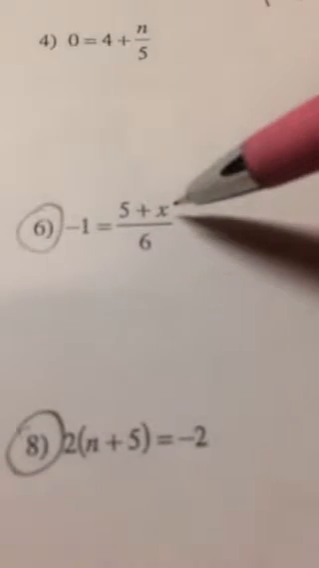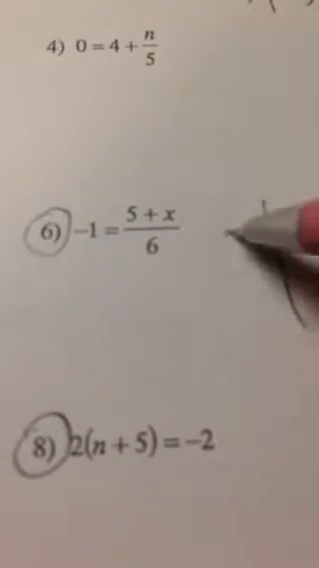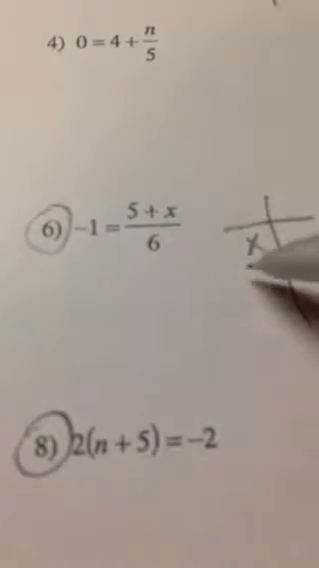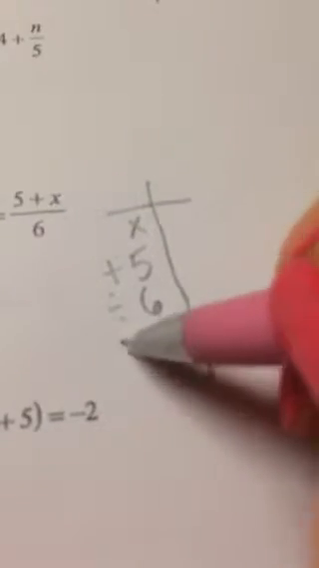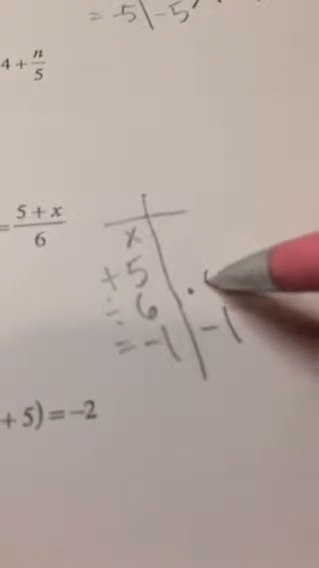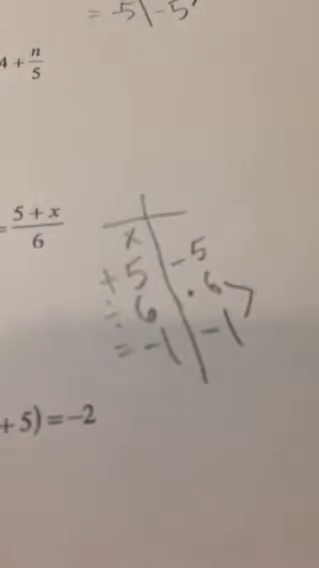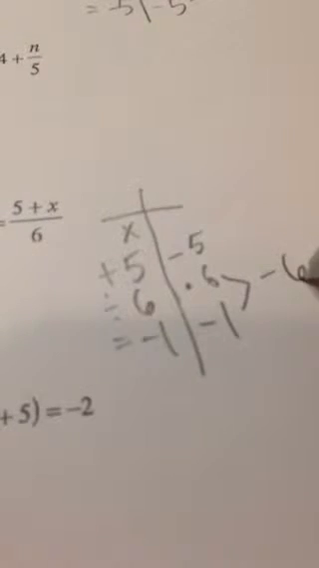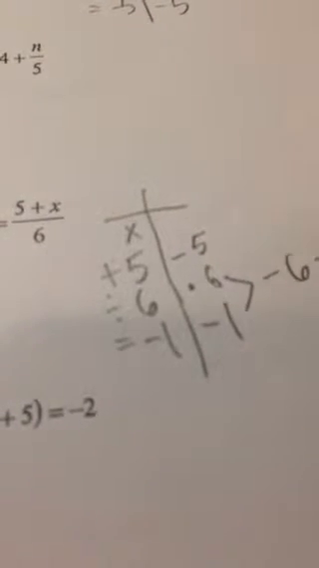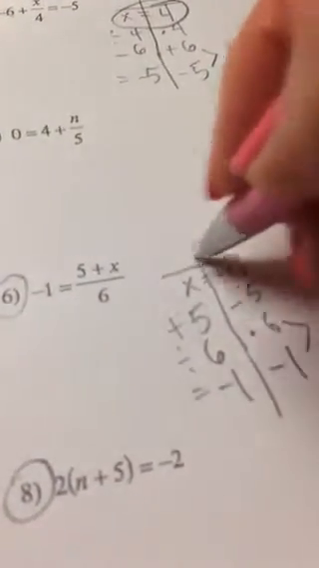Number 6. Again, it's already set up to use the undo table. This time our variable is x. First thing happening to x is plus 5. Second thing is divide by 6. And the whole thing equals negative 1. Negative 1 times 6 minus 5. Negative 1 times 6 is negative 6. Negative 6 minus 5 is, we can add the opposite here, negative 11. So x equals negative 11.